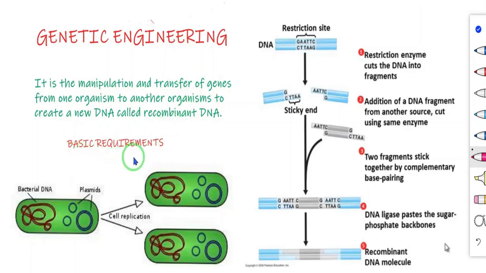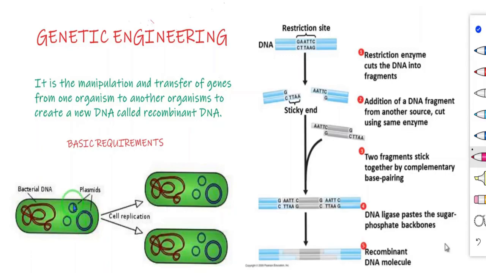Then the next one is basic requirements of genetic engineering. Three basic requirements are necessary. First one is plasmid. Second one, restriction enzyme. Third one is DNA ligases. So first one, plasmid. What is plasmid? This plasmid is a small circular double-stranded DNA molecule found in the cytoplasm of bacterial cell and separated from chromosomal DNA. It can replicate independently.